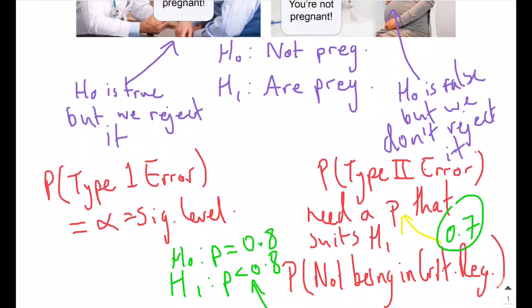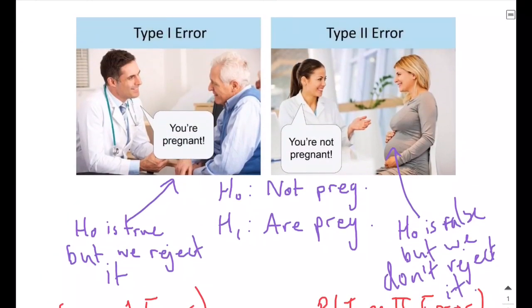The most important thing here is type 1 error, rejecting the null hypothesis when it's actually true. Type 2 error, not rejecting the null hypothesis when we should.